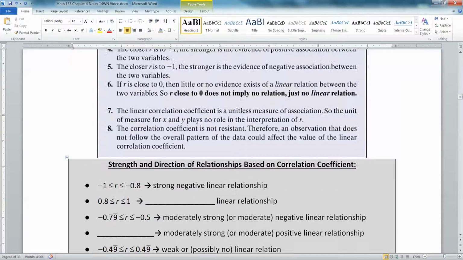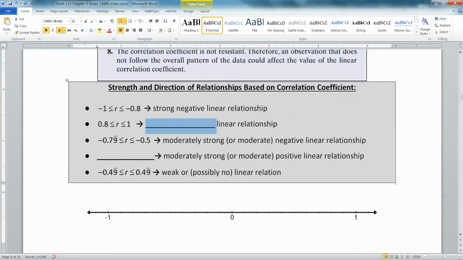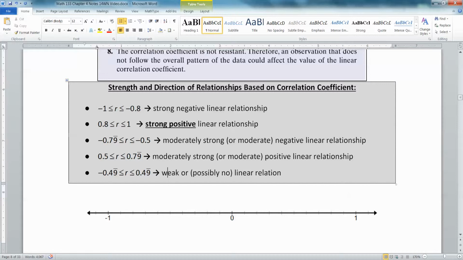All right, so let me fill out these pictures right here. So this would be a strong positive linear relationship. If you're at 0.8 and higher, you've got strong positive, -0.8 and lower, strong negative. If you're between 0.5 and 0.799999, that's moderate. Okay, so let me type this in. And then anything smaller than 0.5 in size, so from -0.49999 to +0.49999, anything in there is considered weak.